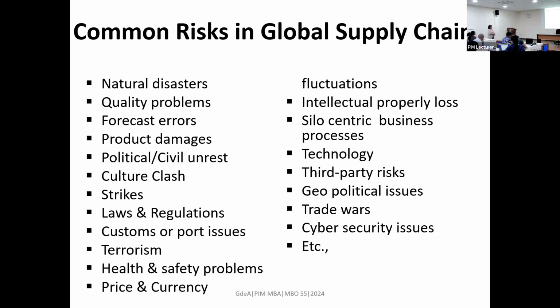And we can also have issues in geopolitics. Give me an example of a geopolitical issue. What is geopolitics? Politics in geographical terms means what? Sri Lanka is a geopolitical hotbed.